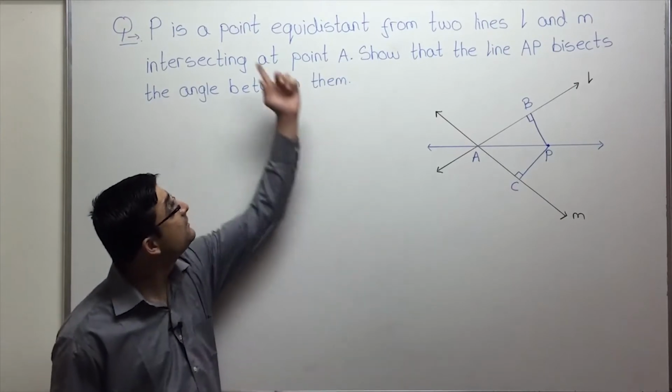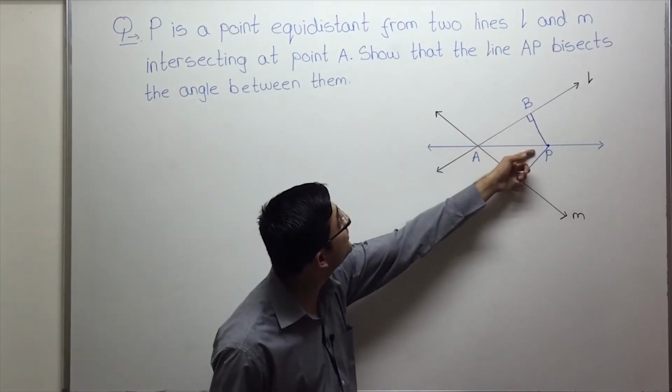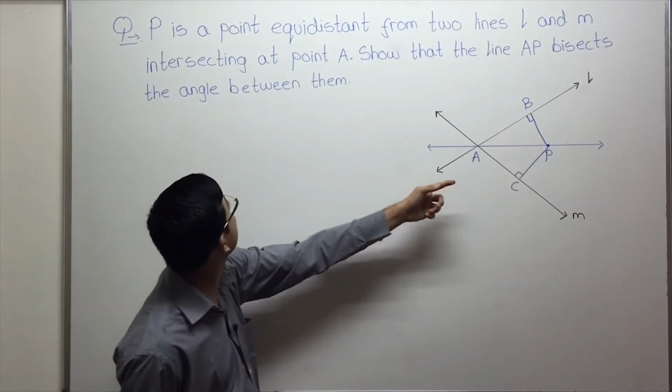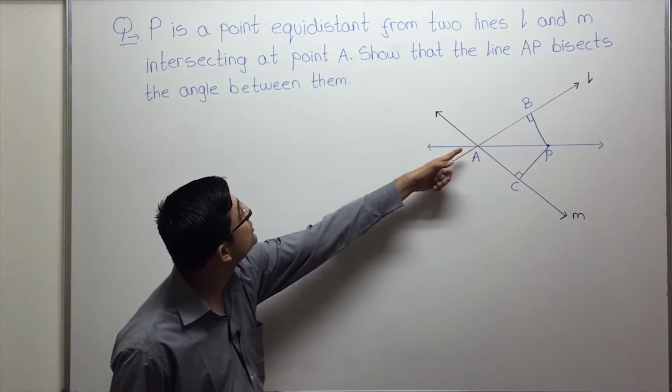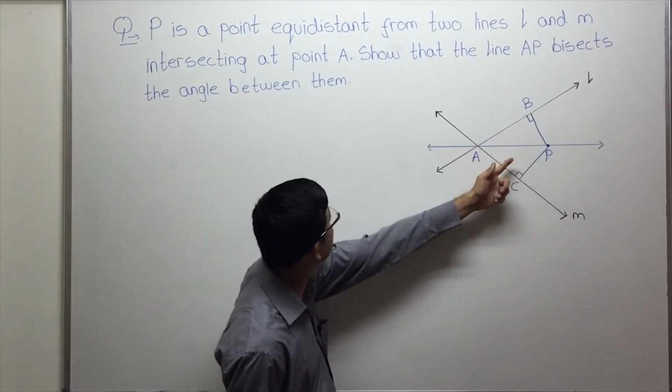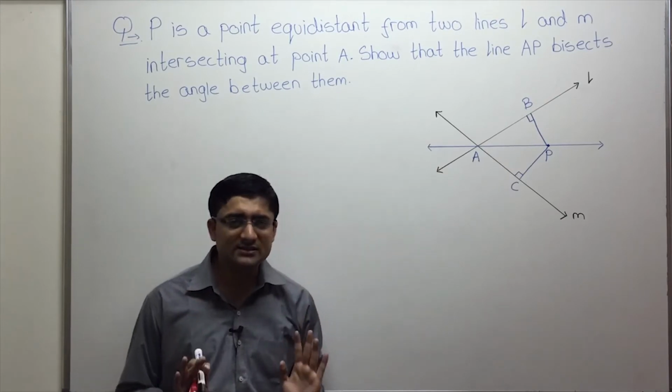So let's read the question. P is a point which is equidistant from two lines L and M intersecting at point A. Show that the line AP bisects the angle between them. So let's understand this question.